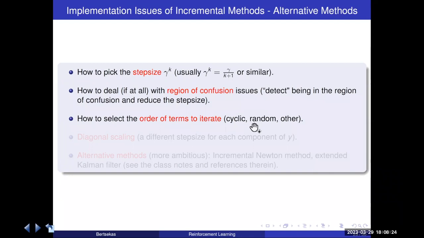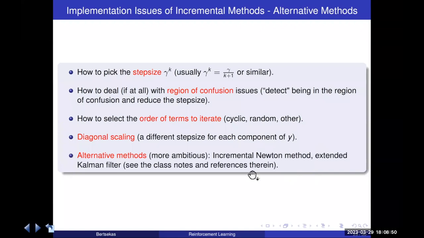Diagonal scaling is advocated quite a bit for good reason. Basically, you multiply the gradient with some diagonal matrix. And this is roughly equivalent to using a different step size for each component of y. There are ways to select the diagonal components. There are also more ambitious alternative methods, which I discussed in your class notes, to a limited extent, relating to Newton's method, something called the extended Kalman filter. There are a lot of proposals in this area, sometimes a proposal that specializes in a particular type of problem. Okay, so that's as much as I want to get into this issue. Are there any questions?